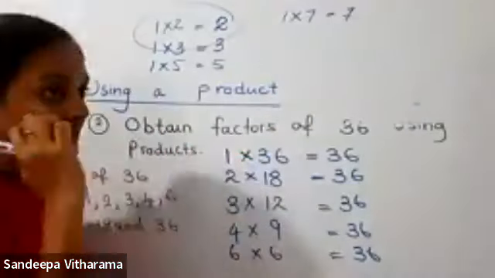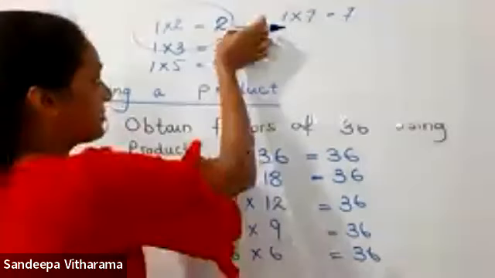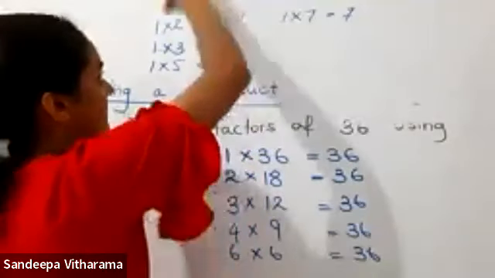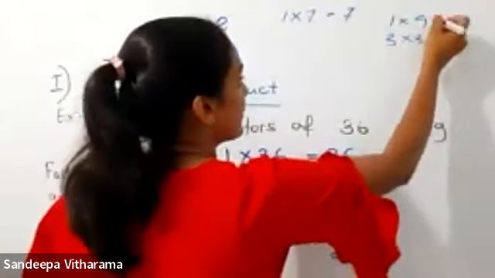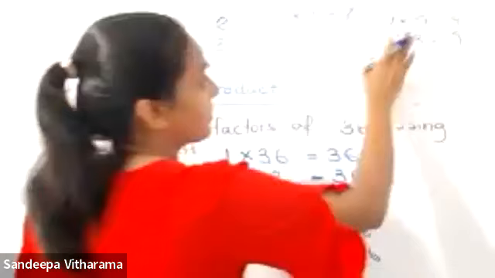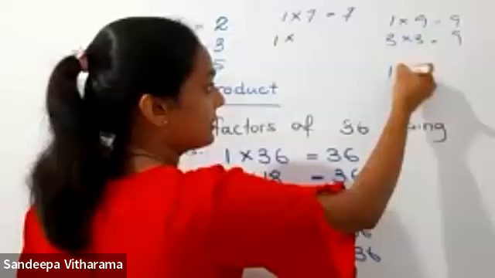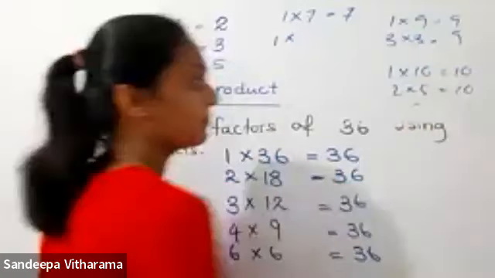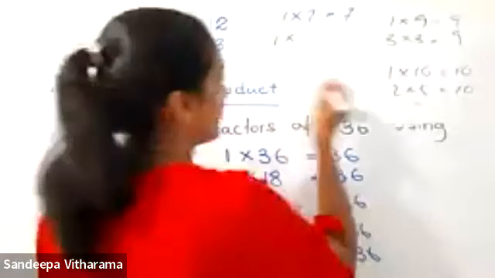1 into 8, 2 into 4. There are many methods to obtain 8. So there are more than 2 factors for 8. Next 9. 1 into 9, 3 into 3. Both products give 9. So 9 is not a prime number. 1 into 10, 2 into 5. There are 2 other methods to obtain 10. That means there are 4 factors for 10. So 10 is not a prime number.